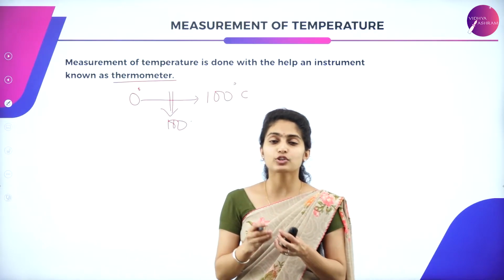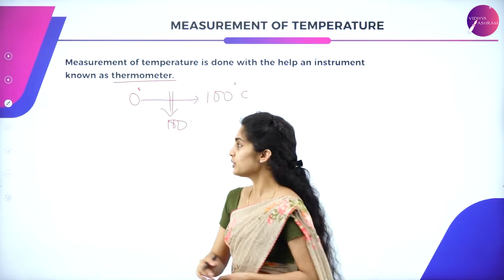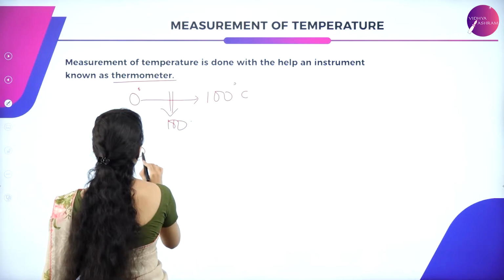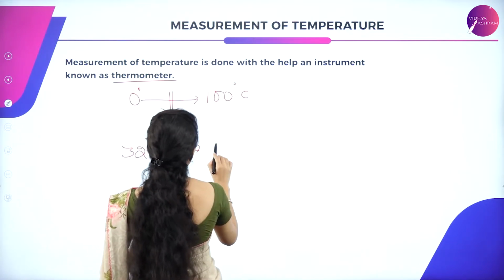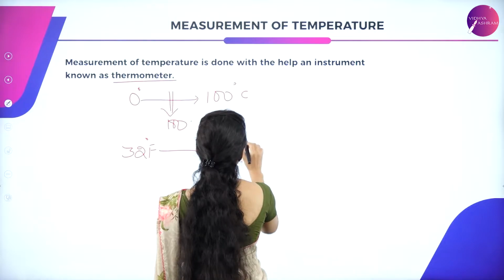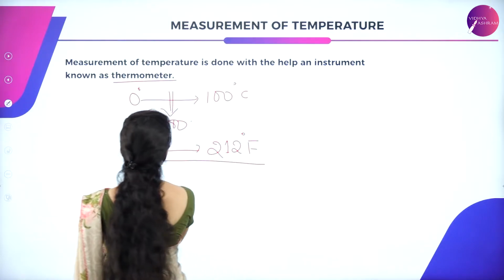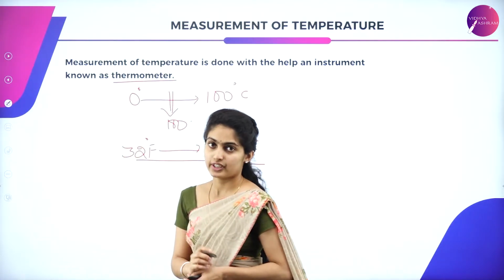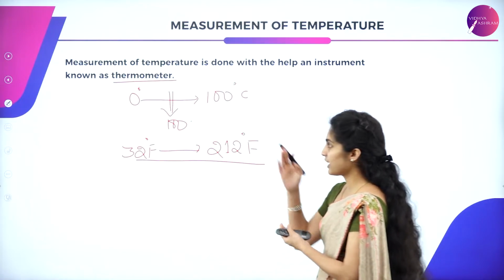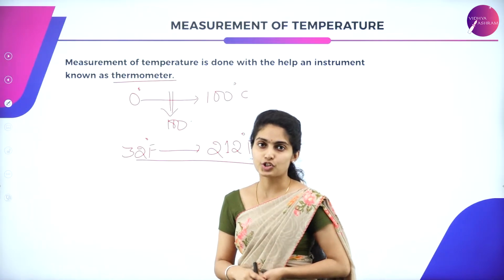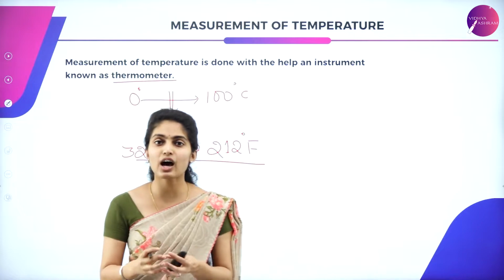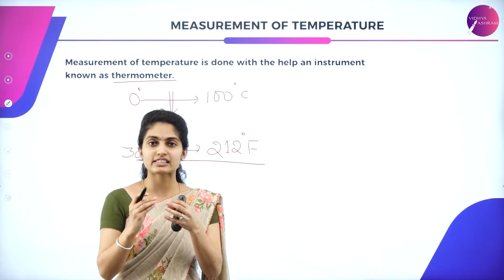When you compare that to the Fahrenheit scale, 32 degrees Fahrenheit will be the melting point of ice and 212 degrees Fahrenheit will be the boiling point of water. This is the Fahrenheit scale, whereas the above one is the Celsius scale. So this is how we use the thermometer to measure temperature.